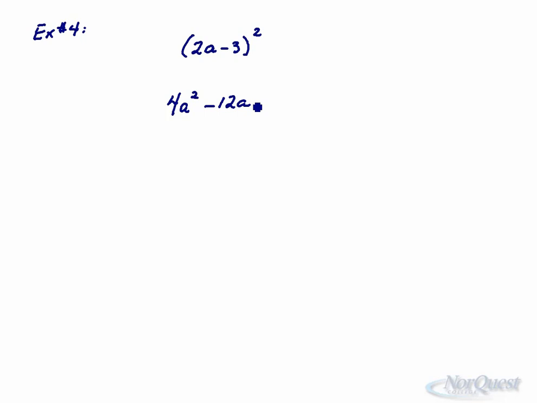And the last term is going to be the last term of the binomial squared. Negative 3 times negative 3 to give you positive 9. And that's the quick way of expanding these out. You don't have to FOIL. You don't have to collect like terms. It's all done in one shortcut method. So it's square the first, multiply the two terms together and double it for the middle, square the last.